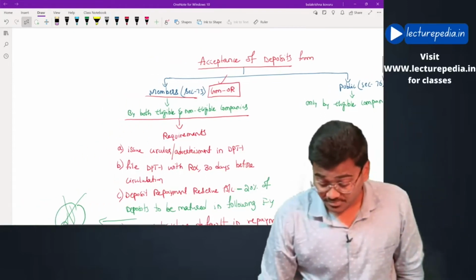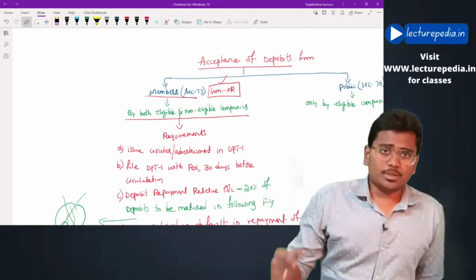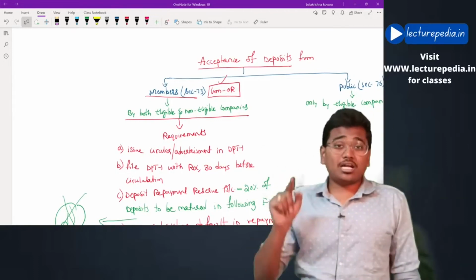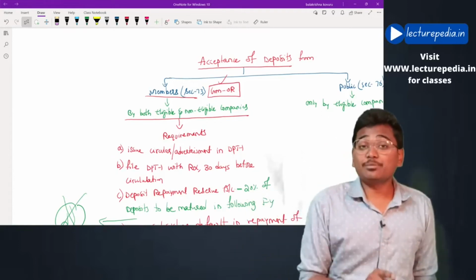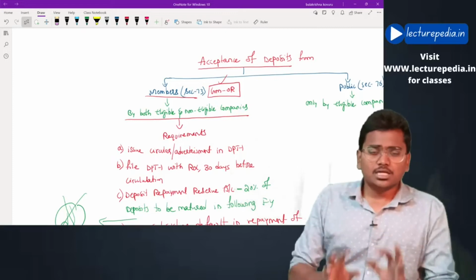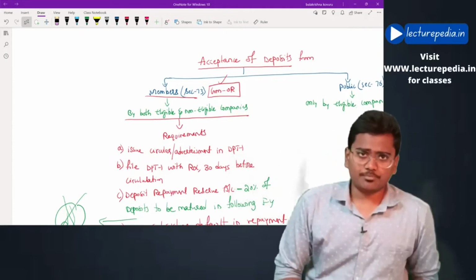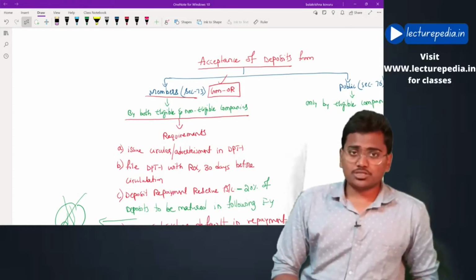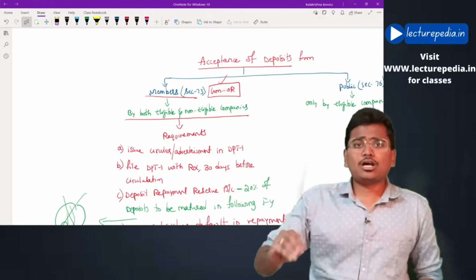Now section number 73. In order to raise deposits from members, you need a general meeting ordinary resolution. In order to raise deposits from public, you need a general meeting special resolution. Now, in order to raise deposits from members, there are certain 5 conditions, or you can say a procedure that has to be followed. What is that procedure? First one, the company needs to issue a circular or advertisement.